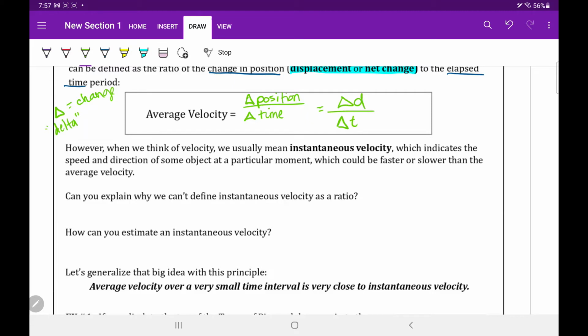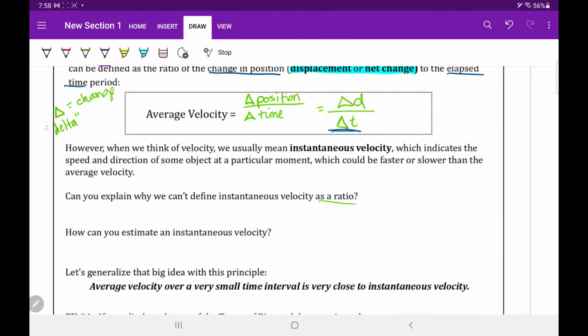Can you explain why we can't define instantaneous velocity as a ratio? So the question is, why can't we define it as a ratio? Well, first we could just think about it. If you are doing only an instant, there's no change in time in an instant. It's an exact moment. So how would we have the denominator? Where would our denominator come from if there's no change in time?